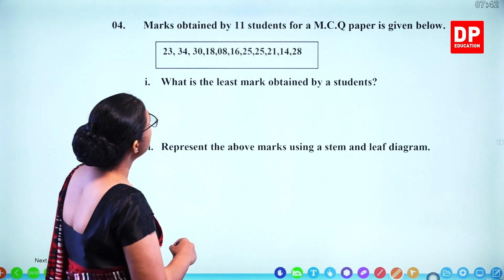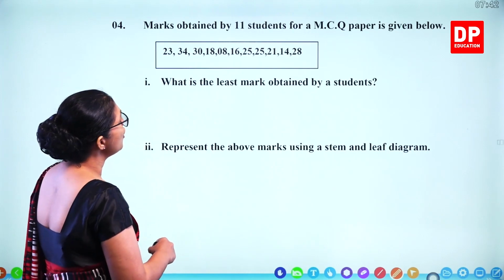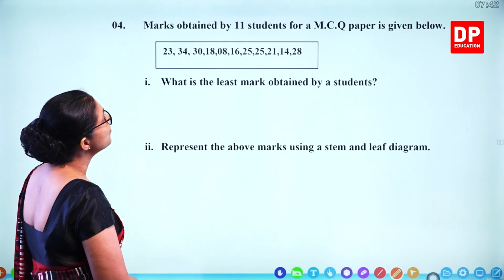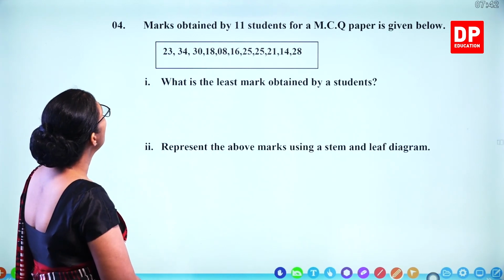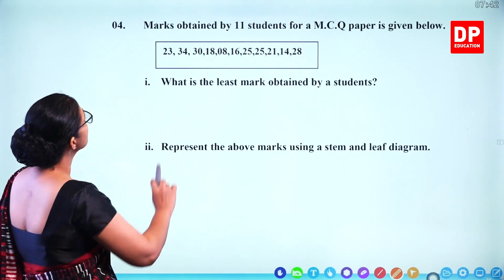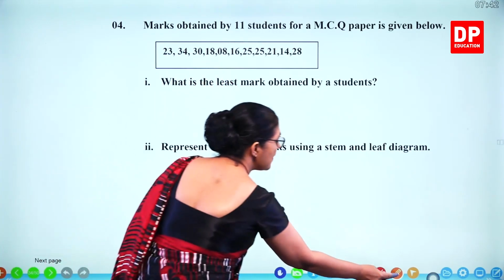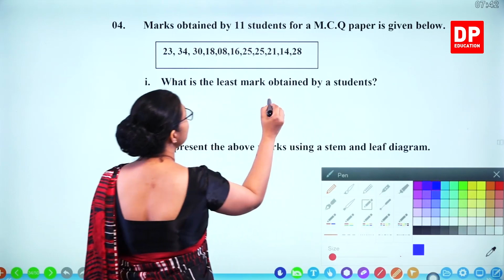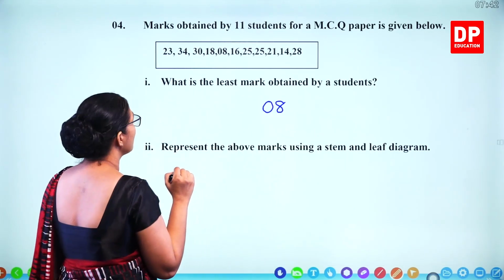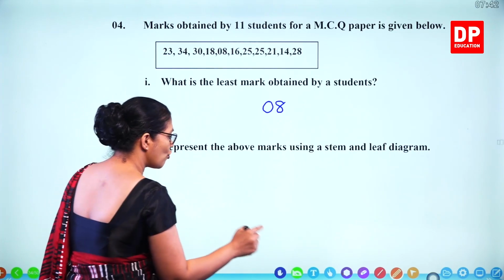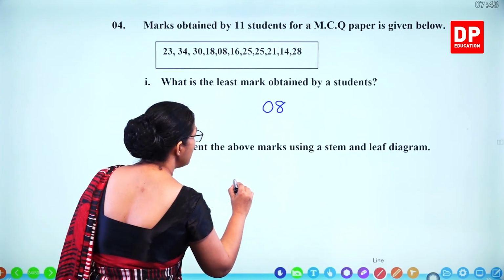Marks obtained by 11 students for an MCQ paper is given below. What is the least mark obtained by a student? The lowest one. That's 8. You can see that that's 8. Represent the above marks using a stem and leaf diagram. So how do you draw a stem and leaf diagram?